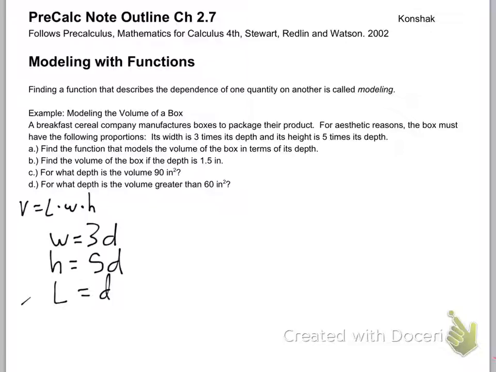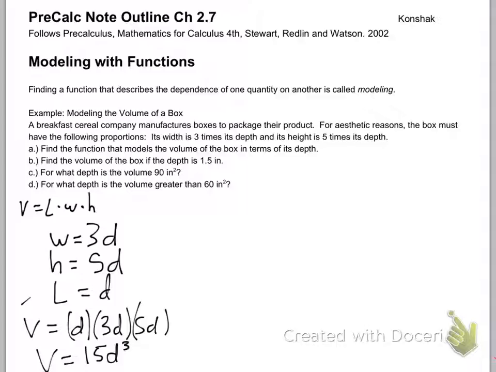So can we put this all together for our equation? That means our volume, V, in terms of just d, is d times 3d times 5d. And so the volume of this thing will actually be 15d cubed. There is part A done for us. We now have a volume of our box only in terms of the depth.